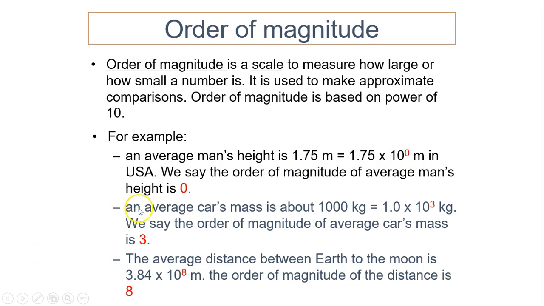Another example. Average car's mass is 1,000 kilograms. To write this in scientific notation, this number becomes 1.0 times 10 to the 3 kilograms. Again, the power is 3, so we say 1,000 has an order of magnitude of 3. Another example. The average distance between the Earth and the Moon is 3.84 times 10 to the 8th meters. So here is a number with 10 to the 8. The power is 8. So we say the order of magnitude of this distance is 8.